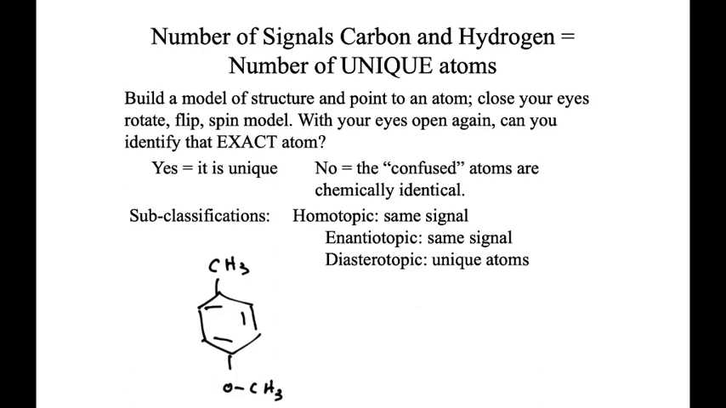Do I need to worry about this diastereotopic mumbo jumbo with this structure? No, why not? There's no chiral atom. Most of the spectra you will see won't have chiral atoms because that is a more advanced level of thought. So just be aware that you should be counting hydrogens.